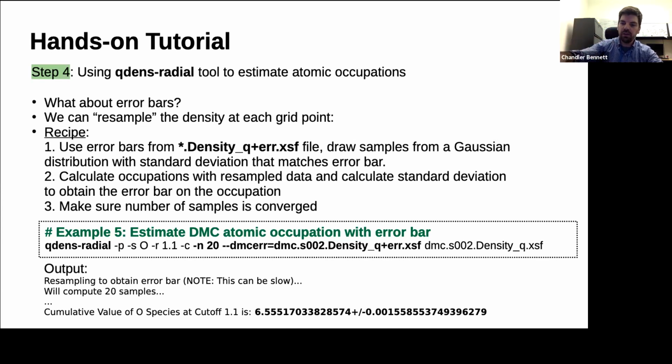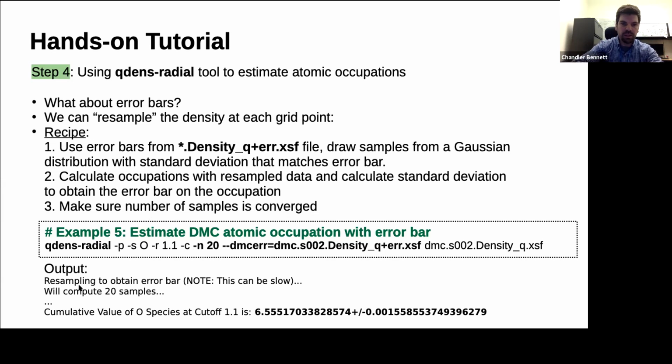Once we have these various samples, we can calculate occupations based on this resampled data, and then take a mean and a standard deviation to get the error bar pretty easily. The code will actually do this for us as well. All you have to do is provide a similar command as before. You can tell it that you want to run a certain number of samples for the resampling. You also have to provide it with the error file here, and then again the DMC density.